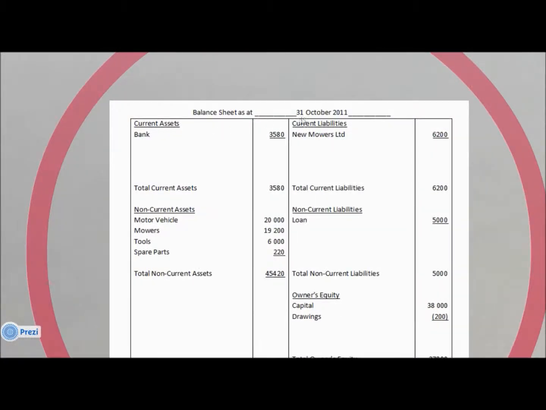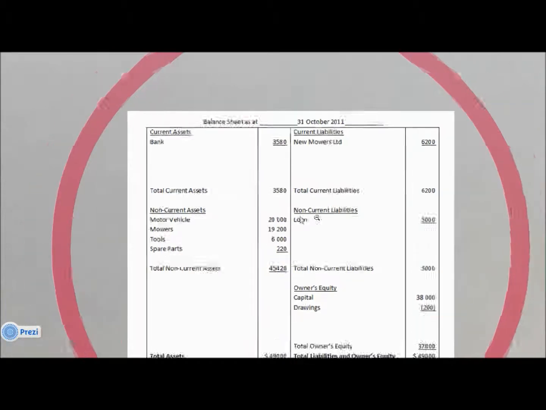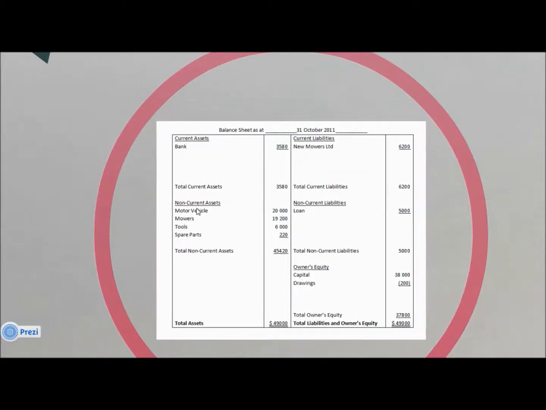Finally, we do the balance sheet. The balance sheet is at 31 October 2011. This comes from the current assets, non-current assets, current liabilities, non-current liabilities, and the owner's equity. The bank is the current asset. Motor vehicle, movers, tools and spare parts are the non-current assets. The current liabilities is only new movers ltd, and the loan is non-current liabilities. And the capital and drawings are in the owner's equity.